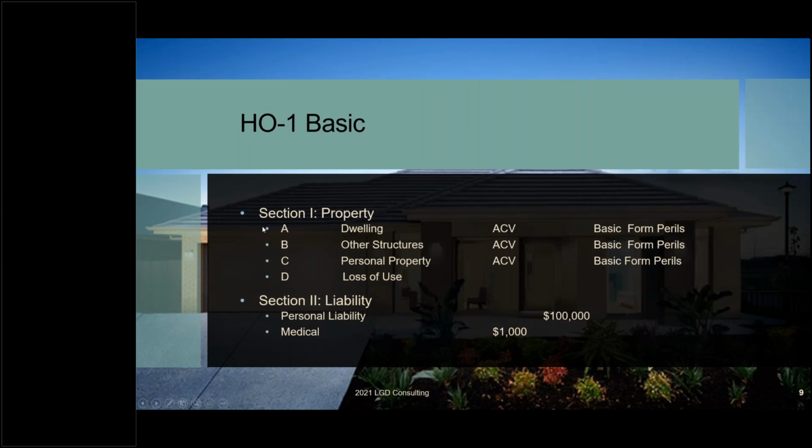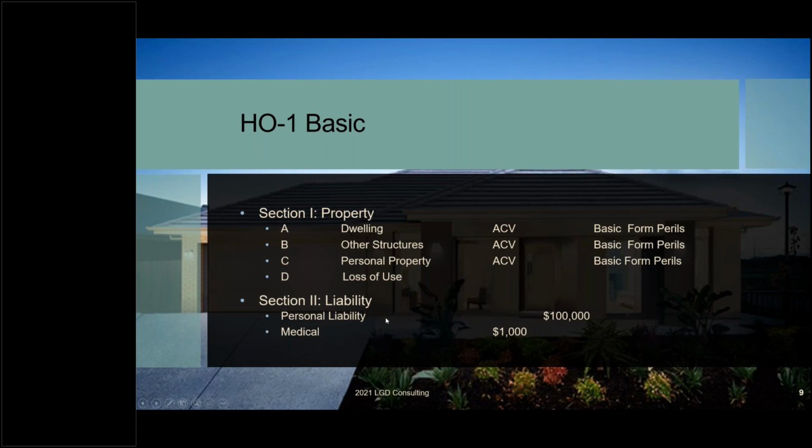HO1 is basic. You've got your Section 1 property: dwelling, other structures, personal property. They're covered on an actual cash value basis, which means we depreciate it. And it's all basic form perils, so it's very limited. In Section 2, liability is 100,000 and medical is 1,000. The Section 2 on all of these home policies is the same. It doesn't matter whether you're a renter or an owner, the liability coverages are the same: 100,000 for liability, 1,000 for medical. You can always buy more.